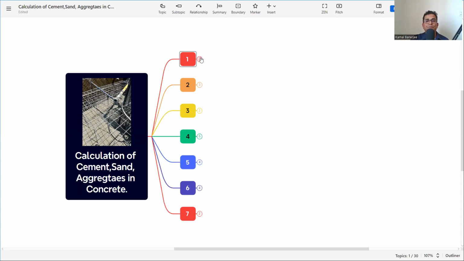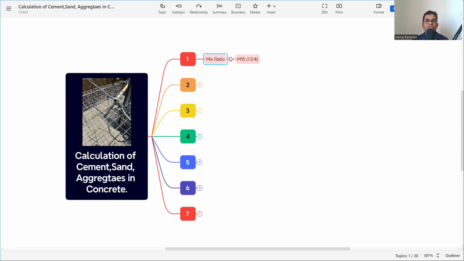So let's start with the first things. To calculate the quantity of cement and aggregate, we need to know the mix ratio. What is the mix ratio? Mix ratio is what percentage of cement, what percentage of aggregate, and what percentage of sand is there in the concrete mix. Here we are taking an example of M15, that is 1:2:4. What is M15? The 28-day strength of the concrete is 15 MPa.